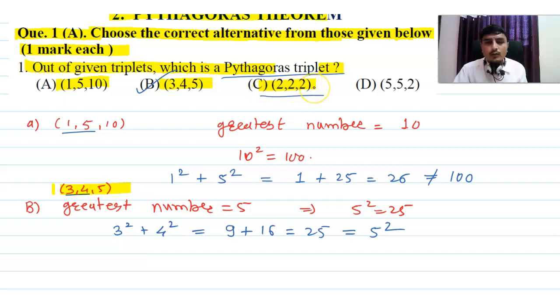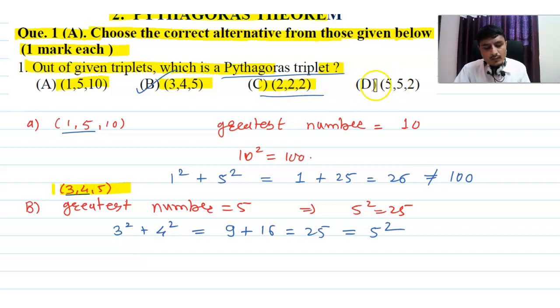We have 2, 2, 2. That means we have an equilateral triangle here. 2, 2, 2, all three sides are equal. So those numbers 2, 2, 2 are not a Pythagorean triplet. You may verify: 2 square is 4, 2 square is 4. 4 plus 4 is 8, which is not equal to 2 square, that is 4. So the given three numbers are not a Pythagorean triplet.